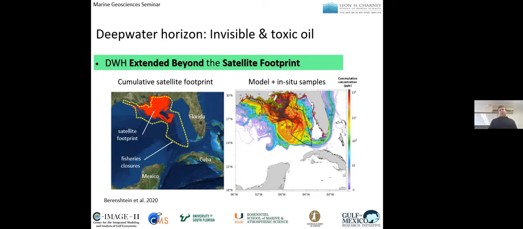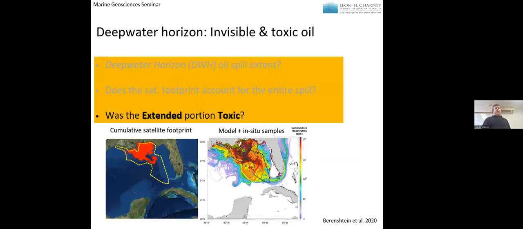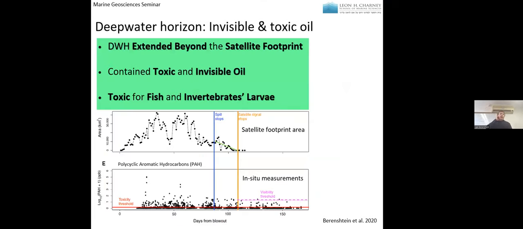Okay, but then my next question was whether this is important, because if that extra extended portion is not toxic to marine life, then we shouldn't care, right? So that was my next question: whether the extended portion that the satellite did not capture was toxic. To answer these questions, I looked at the satellite footprint area on the top graph. And on the bottom graph, you can see the in-situ PAH measurements. PAH is the polycyclic aromatic hydrocarbon, which represents the toxic portion of the oil.